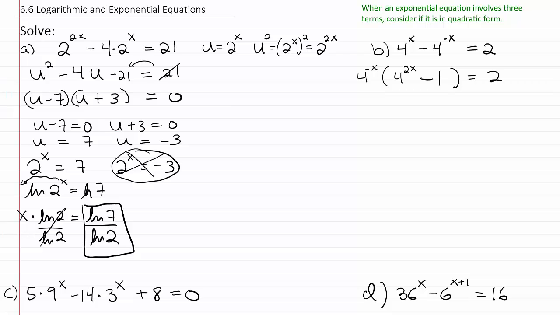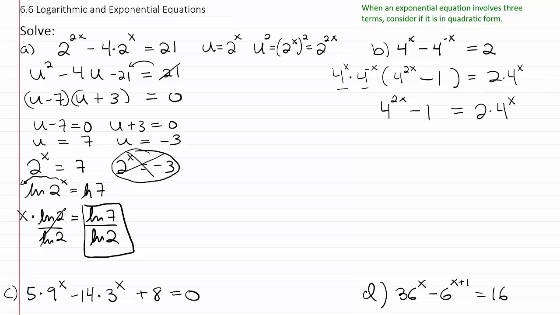Now, we want to get rid of that 4 to the negative x because it's not very helpful, so we're going to actually multiply both sides of the equation by 4 to the x. What that's going to do is get rid of the 4 to the negative x, because when you multiply things with the same base, you add the exponents. And if I add x to negative x, I end up with 0. So we get 4 to the 0, which is the same as just 1, right? Okay, so this on the left-hand side will just become 1 times 4 to the 2x minus 1 is equal to 2 times 4 to the x.